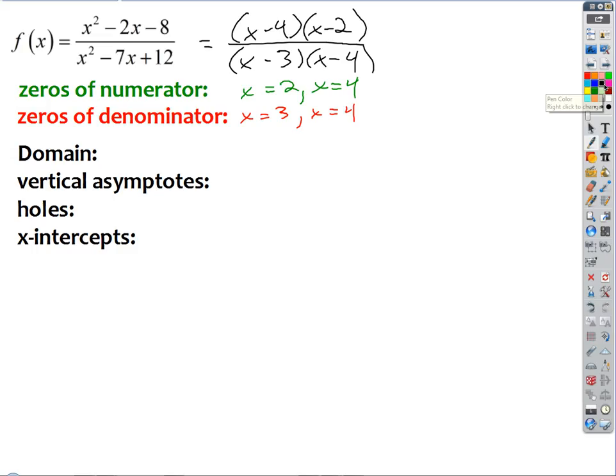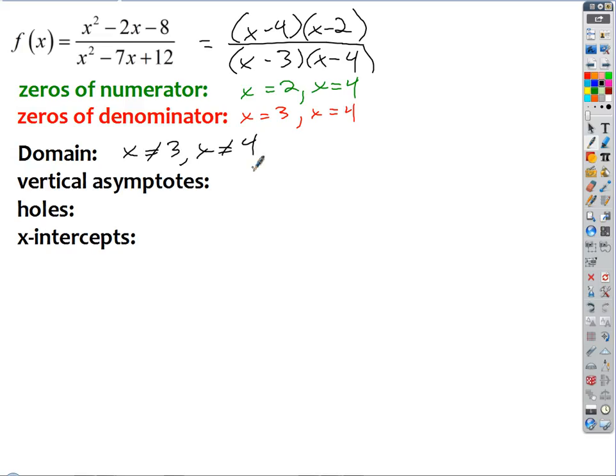Then we start with all real numbers, but are there any we'd have to exclude? Well, positive 3 and 4, right? Yeah, good, because those are the zeros of the denominator. So that's the ones we exclude from the domain. So x cannot equal 3, x cannot equal 4.